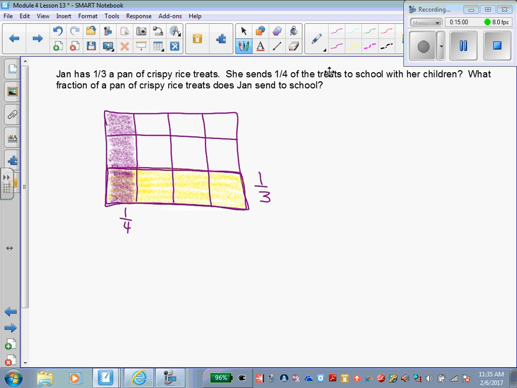How many of these sections are both purple and yellow? Only one section here is both purple and yellow. So that's the answer to the question. How many treats does she send to school? 1 out of 12. 1, and then we have 1, 2, 3, 4, 5, 6, 7, 8, 9, 10, 11, 12. So 1/12 is what she sends to school.